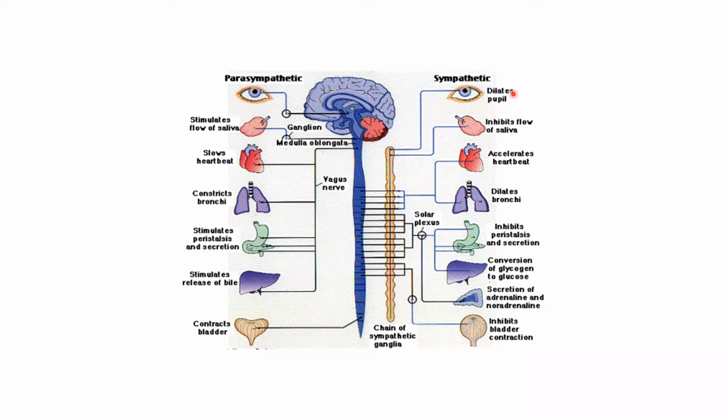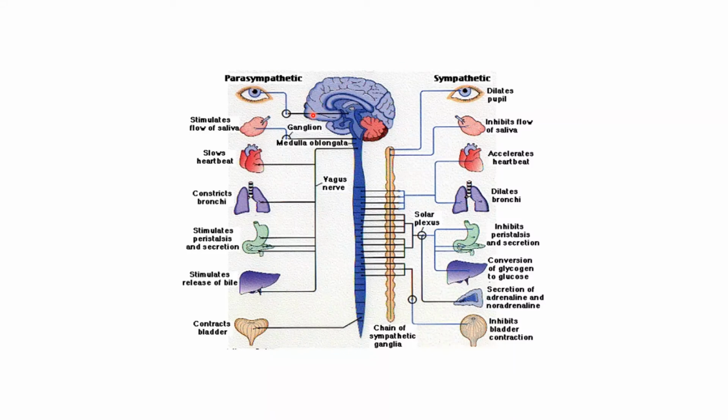Sympathetic: dilatation of pupil, inhibition of saliva, acceleration of the heartbeat. Sympathetic: dilatation of bronchi, inhibition of peristalsis and secretion, conversion of glycogen to glucose in the liver. In the adrenal gland, secretion of adrenaline and noradrenaline, and it inhibits the bladder contractions. These are the different functions of sympathetic.